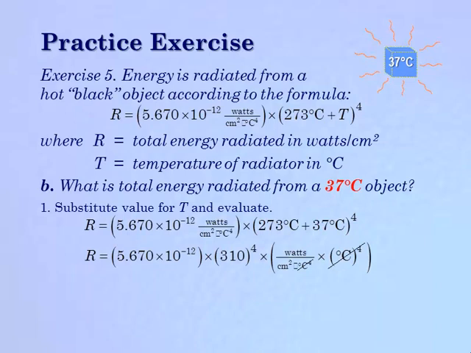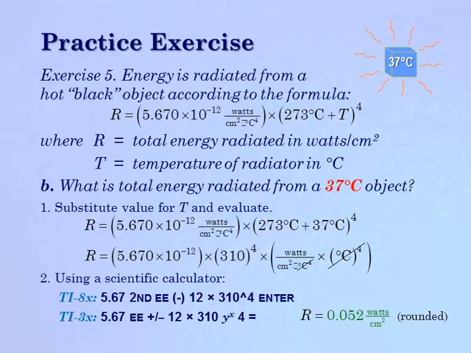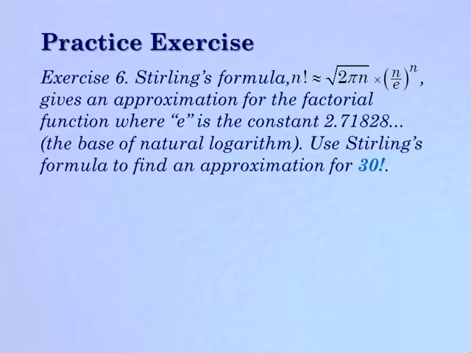And using a scientific calculator as before, negative 12 on the exponent, not a subtraction 12, and a power raised to the fourth. And on a TI-30 series of calculator, similarly, using the y to the x key, will give us R is equal to 0.052 watts per centimeter squared. Much less energy than the other one.